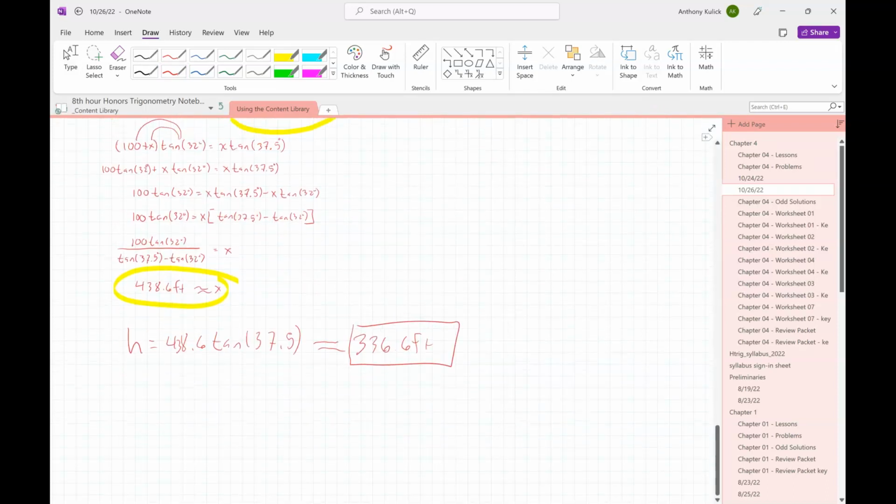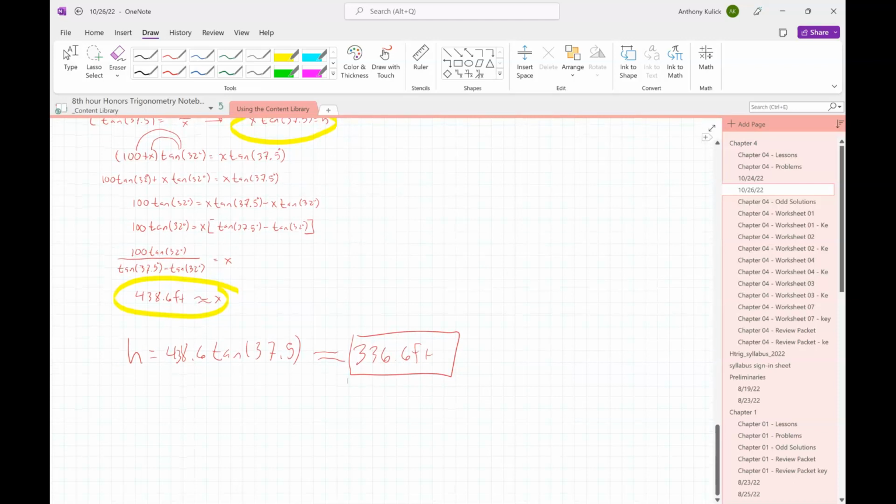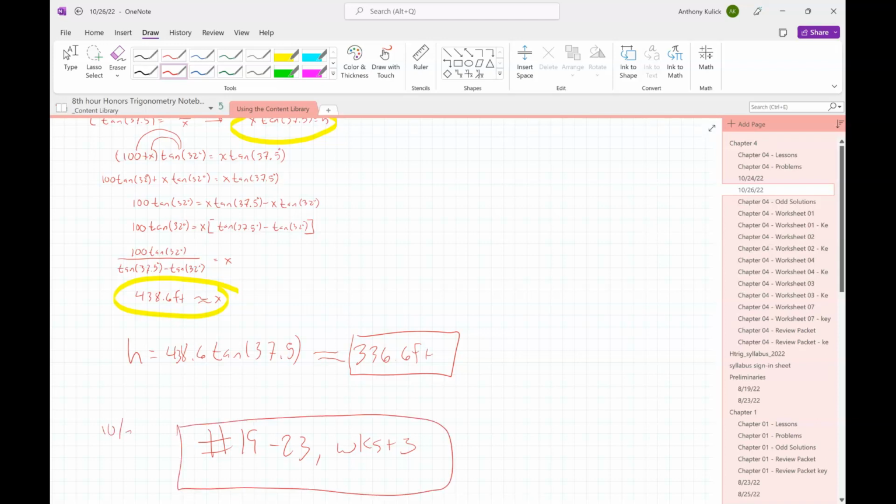At this point, we are done with section 2. So you guys should be able to do numbers 19 to 23 and worksheet 3. Okay. Everybody happy enough? All right. Quiz time. Get them ready.